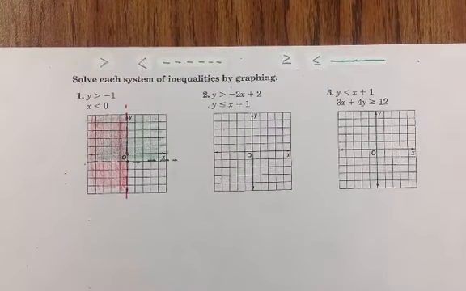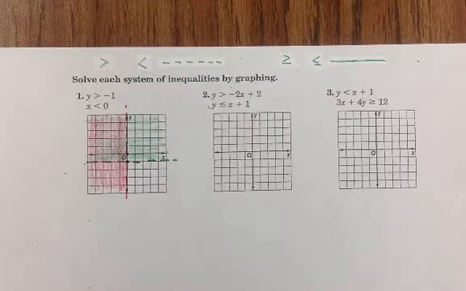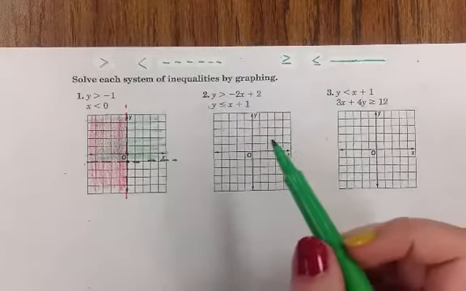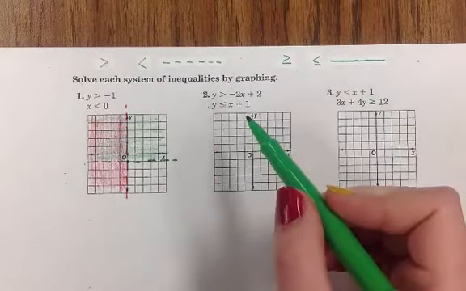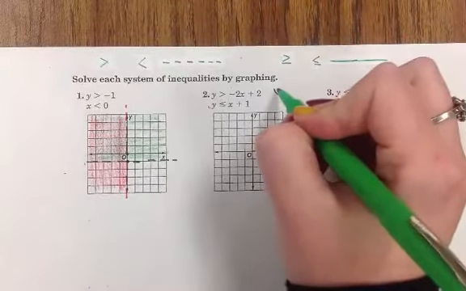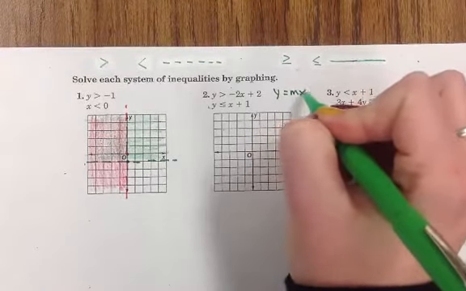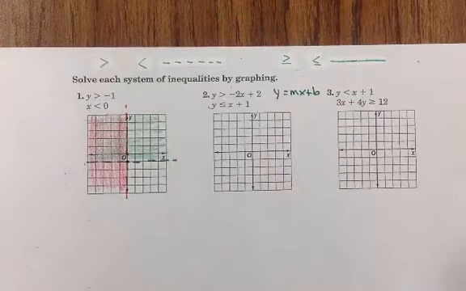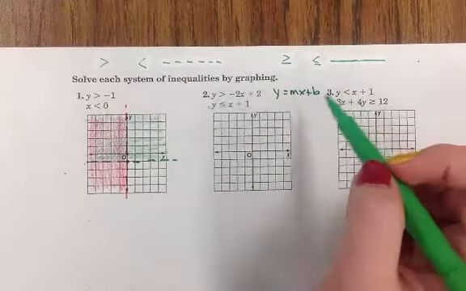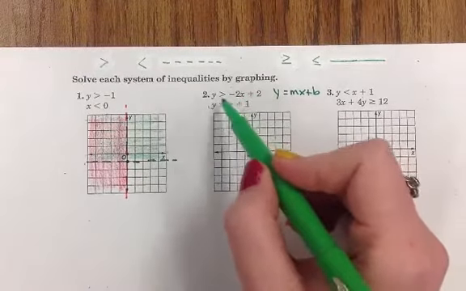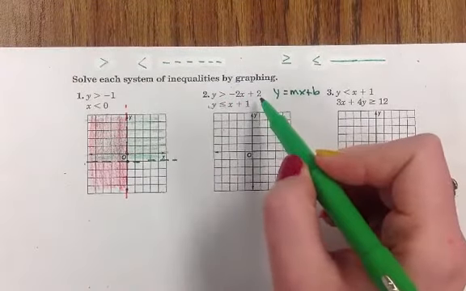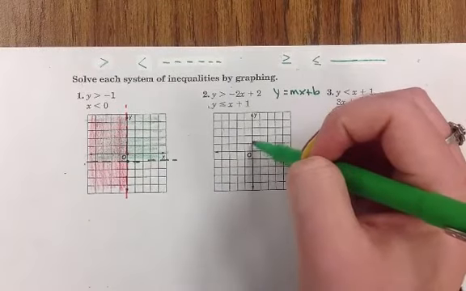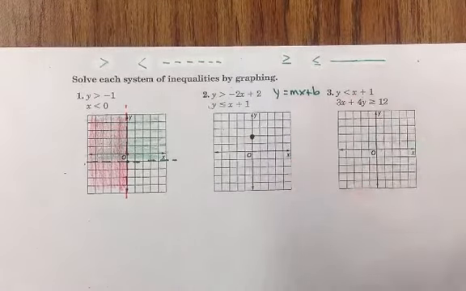Let's look at number 2. We have y is greater than -2x plus 2, and y is less than or equal to x plus 1. So these equations are a little bit tougher, but we've seen stuff like this in the past. This is in the form y equals mx plus b, where m is our slope and b is our y-intercept. So if we want to put our y-intercept on the graph for the first one, we want to move all the way up to +2. So +2 is going to be right here.